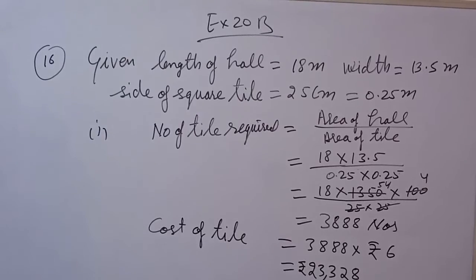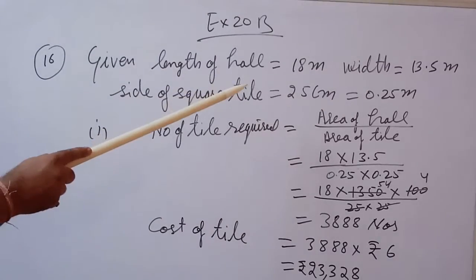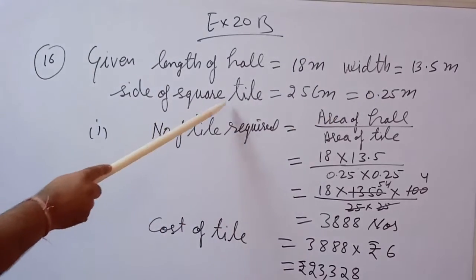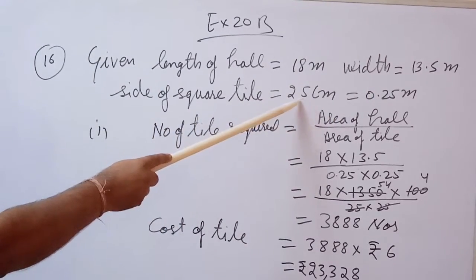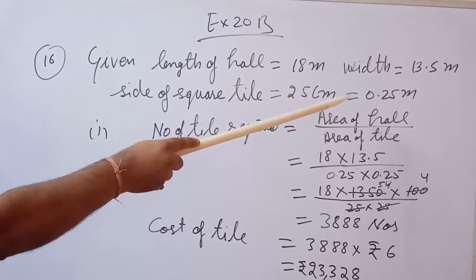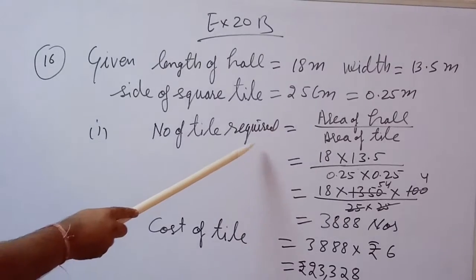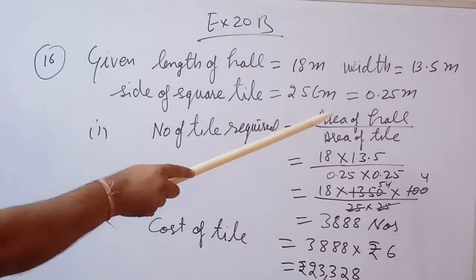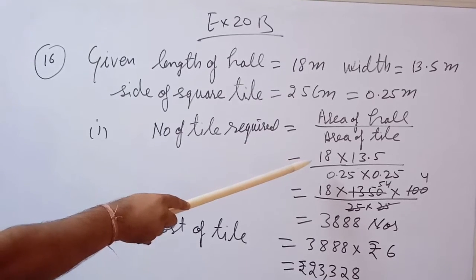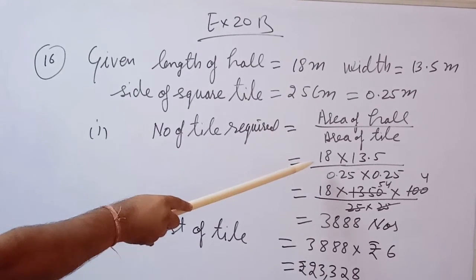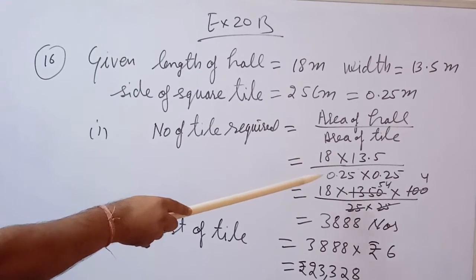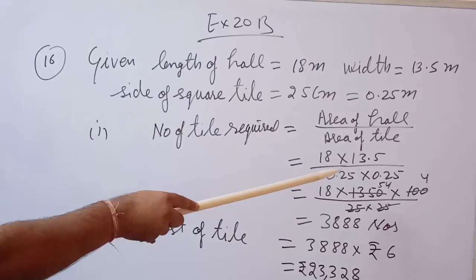So we are taking the first part. What is given? The length of the hall is 18 meters, width is 13.5 meters. Here the side of the square tile is given in centimeters, 25 centimeters, so we change it into meters, that is 0.25. Now the number of tiles required we will find as area of hall upon area of each tile. The area of the hall is the area of the rectangle, length into breadth, so 18 into 13.5. And the area of the square tile is side square, that is 0.25 into 0.25.